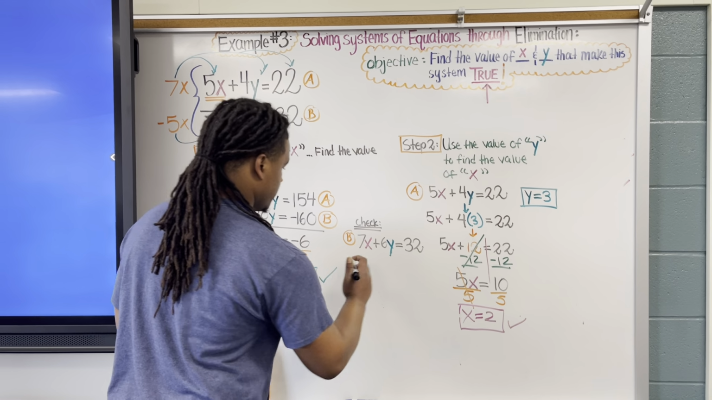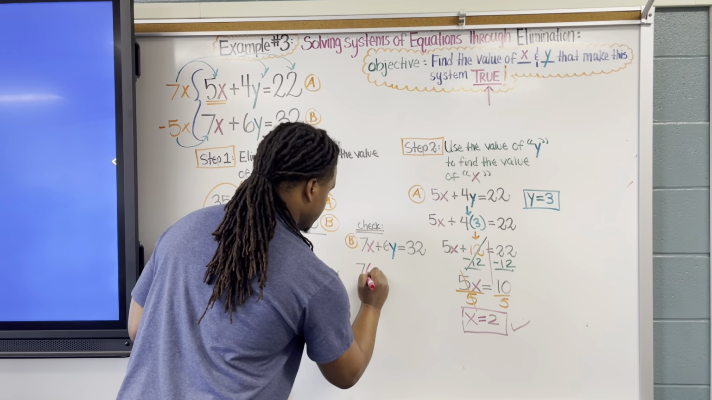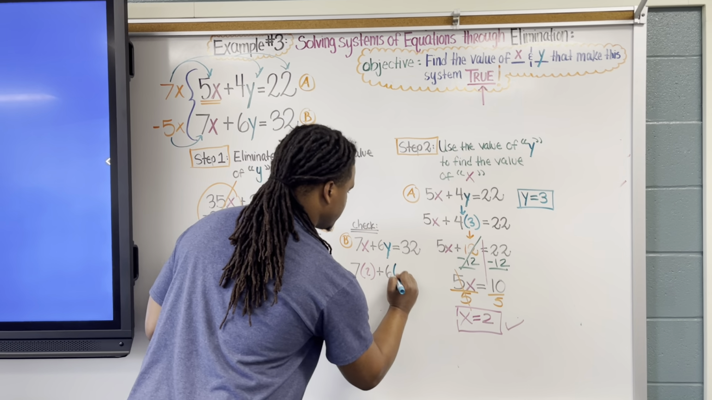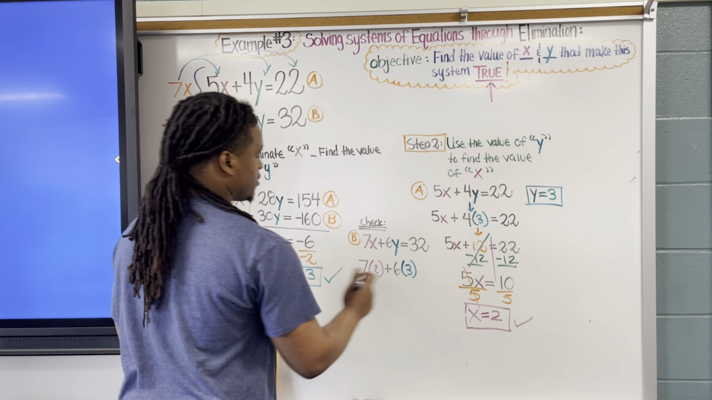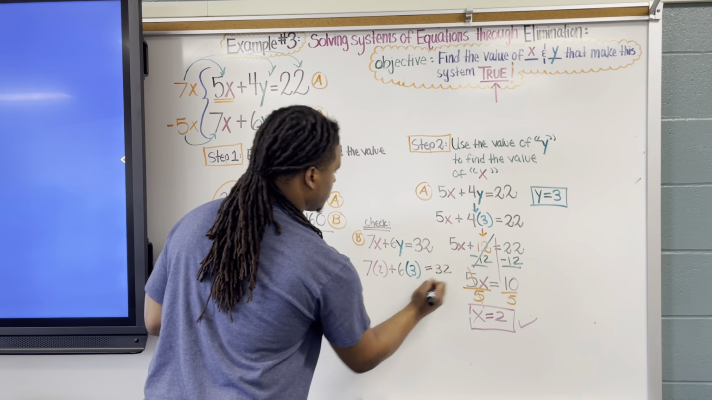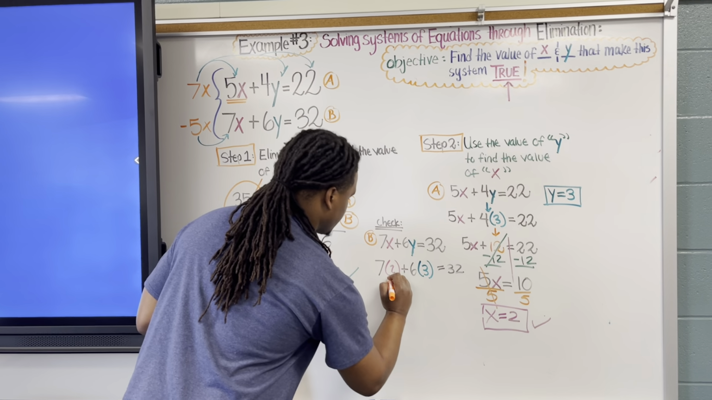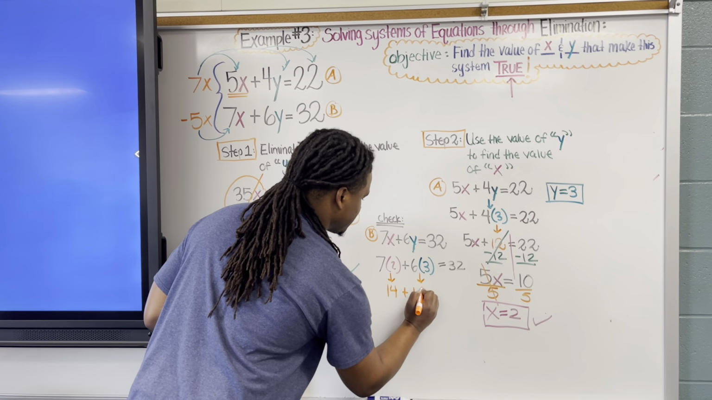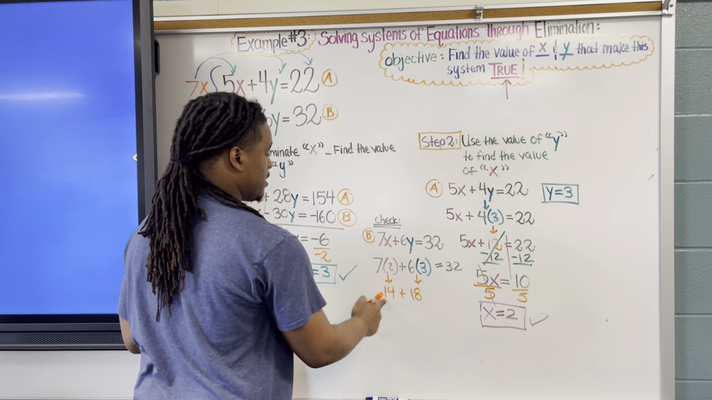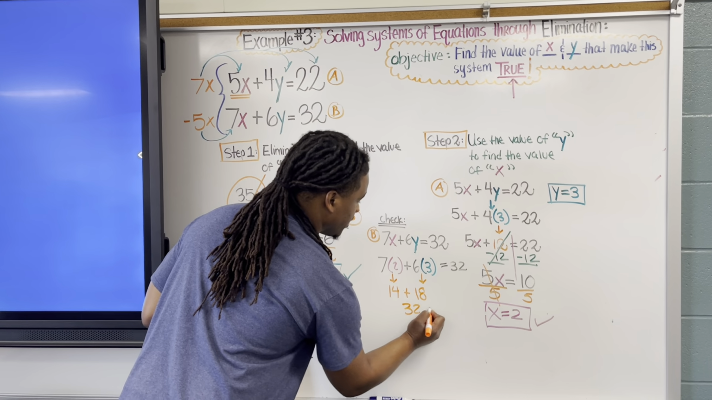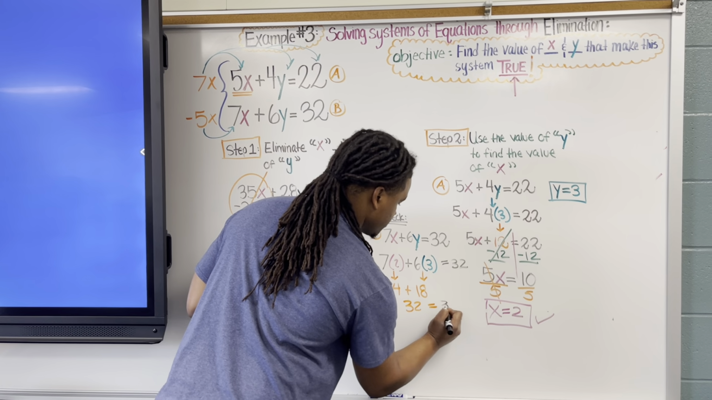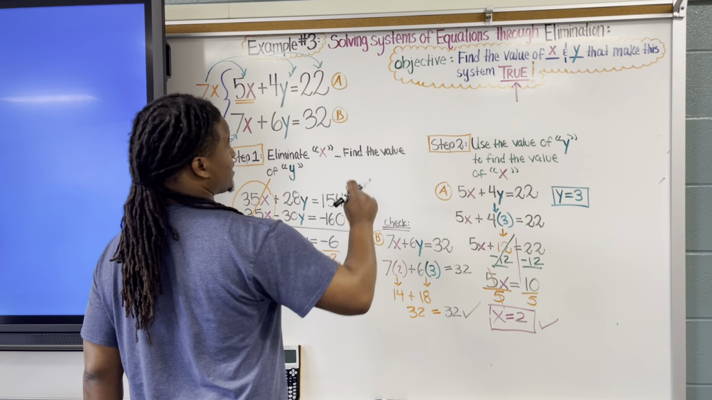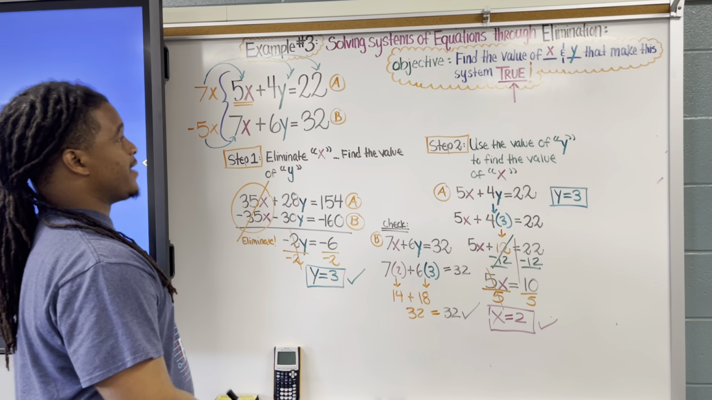and we're going to plug in the value of y. Okay, so now that becomes 7 times x, which is 2, plus 6 times y, which is 3. And we're going to see if all of that equals 32. Okay, 7 times 2 is 14, plus 6 times 3 is 18. Okay, and then 14 plus 18 is 32. And we know that 32 equals 32. So that's how you know that you got it right. And that's how you know that you found the correct values of x and y, which makes this system of equations true. All right, once again, this is example 3.